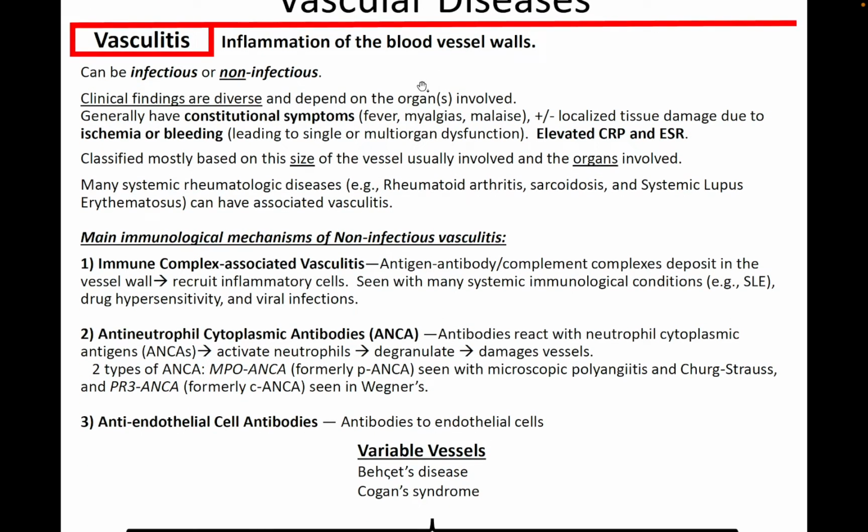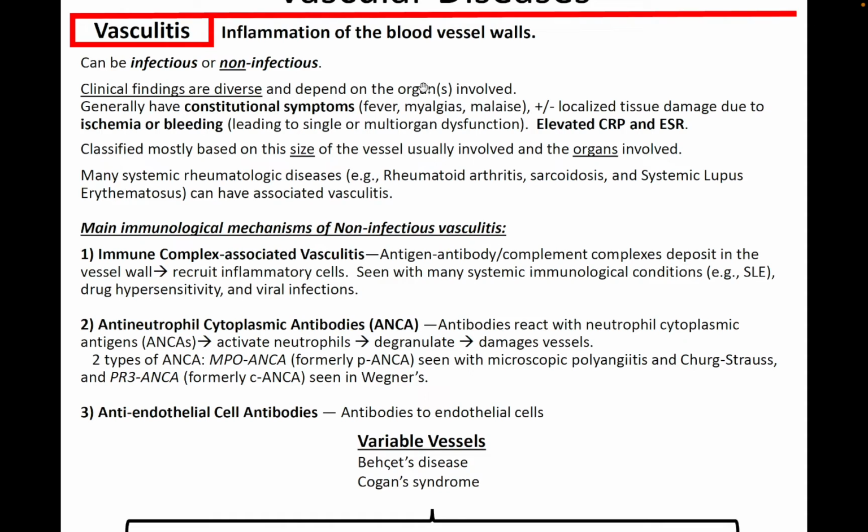So the first category we'll talk about is vasculitis. This is inflammation of the blood vessel wall. It can be infectious or non-infectious. The clinical findings of vasculitis are diverse and depend on the organs involved.